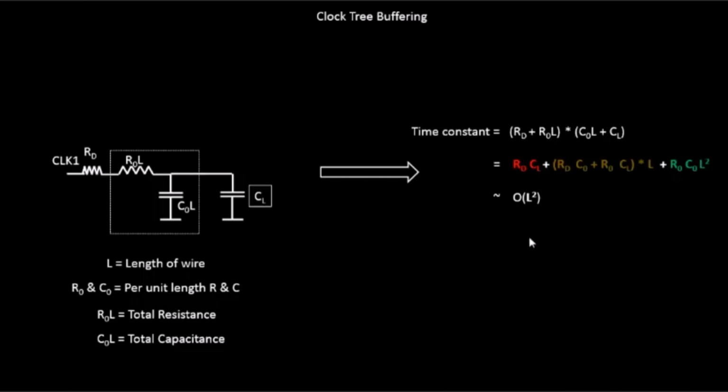That is very huge, and that's why you see all those bad transitions at the output of the clock port. That's the reason the transitions get worse as you go from the clock port to the clock endpoints, as we saw in the last video. It is because the time constant is a function of L square. So clearly we have a culprit here: L square, and we have to try to break this L square into different parts.